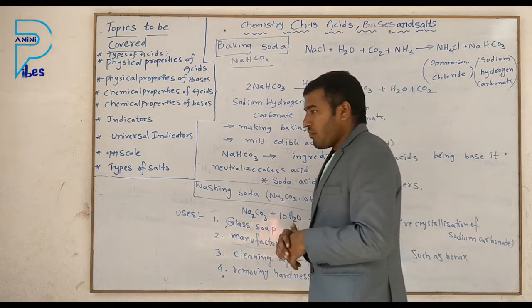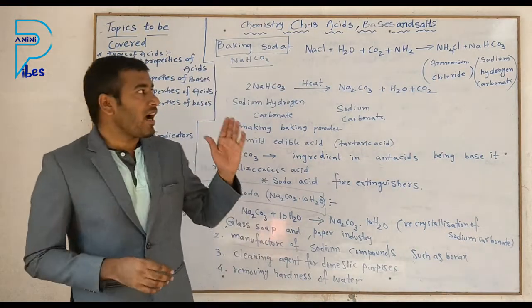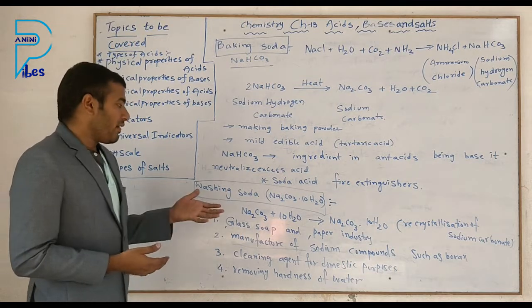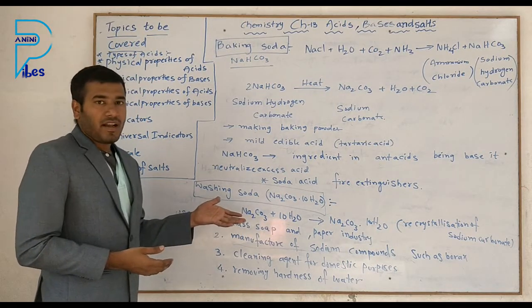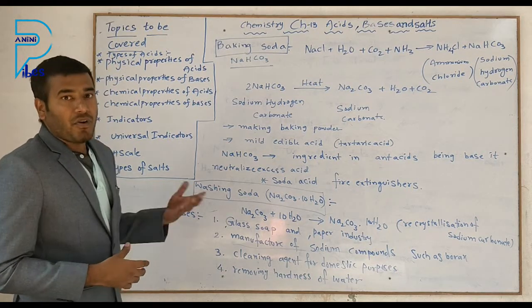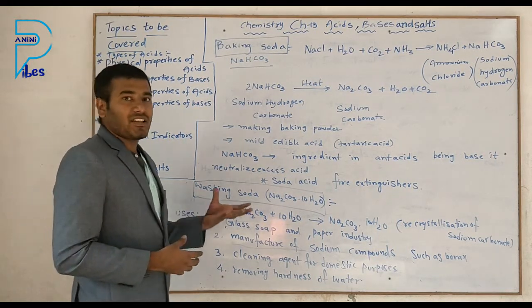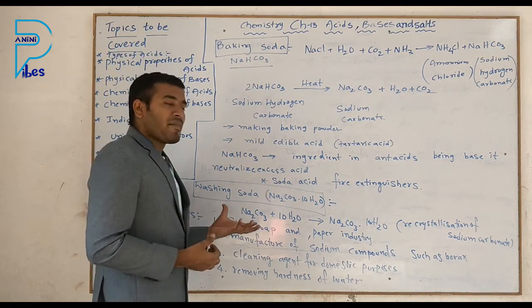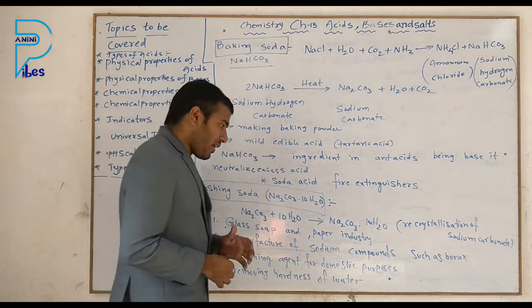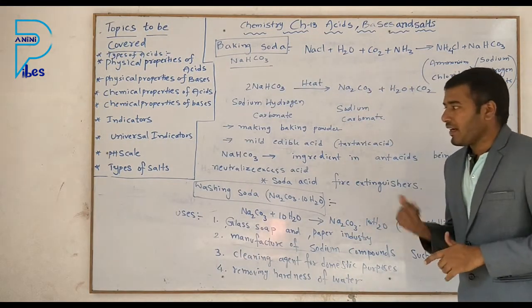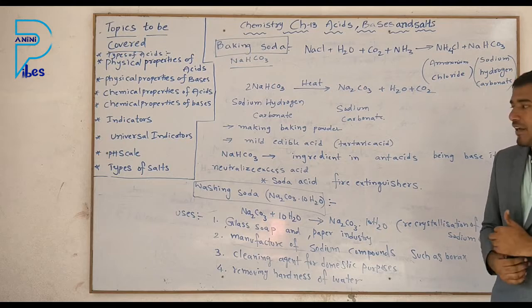Next one is washing soda. See, when we remove the hydrogen from baking soda, then we get the washing soda. Then sodium carbonate is mixing with water, that is 10H2O, water of crystallization, that is 10 molecules of water. Sodium carbonate is mixing with the 10 molecules of water, then we are getting Na2CO3.10H2O. That is washing soda, Na2CO3.10H2O.